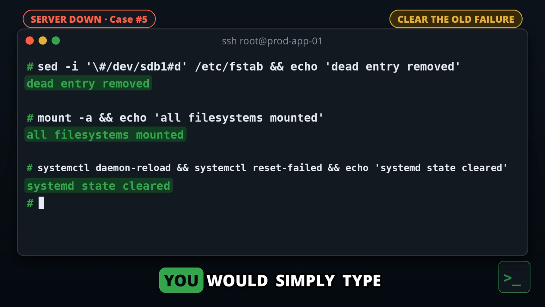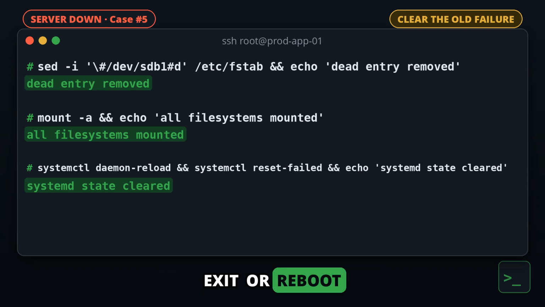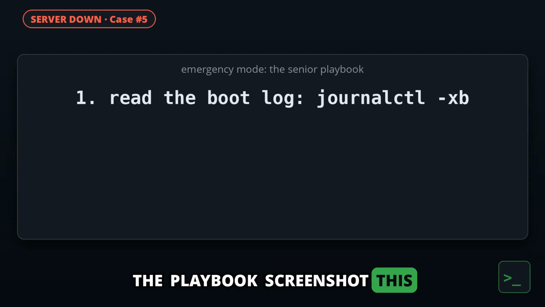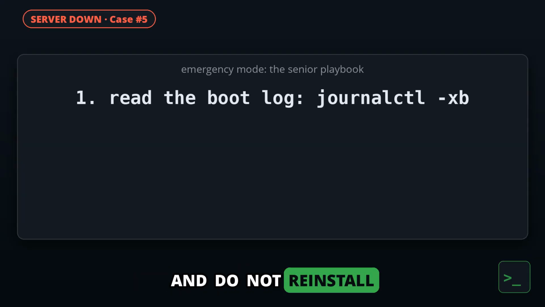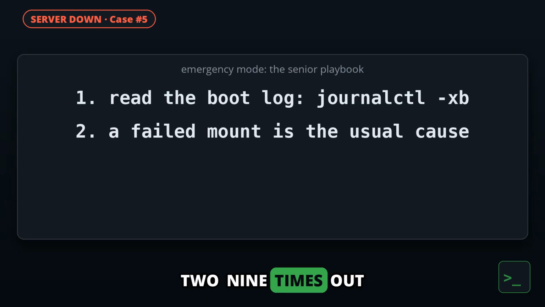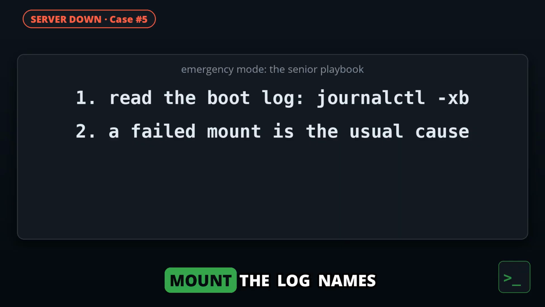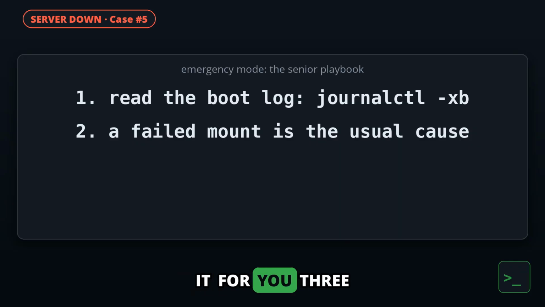On a real box, you would simply type exit or reboot and it comes straight up. Playbook, screenshot this. 1. Do not panic and do not reinstall. Read the boot log, journalctl -xb, and find what failed. 2. Nine times out of 10 in emergency mode, it is a file system that would not mount. The log names it for you.